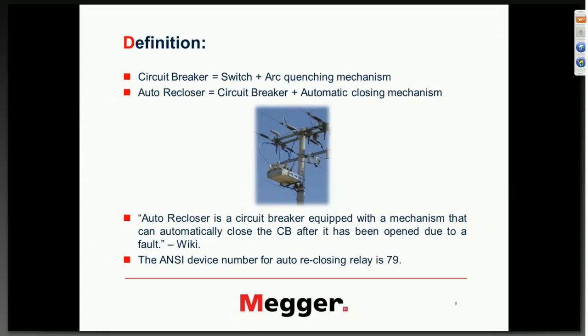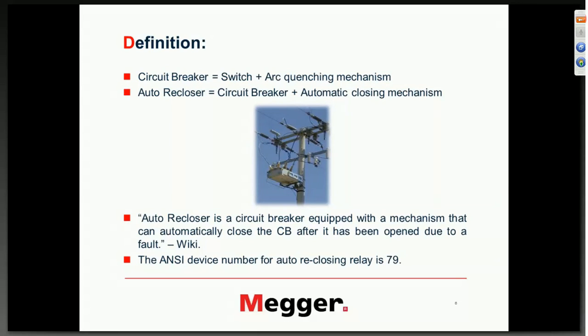The auto reclosure is nothing but a circuit breaker with an automatic closing mechanism. According to Wikipedia, auto reclosure is a circuit breaker equipped with a mechanism that can automatically close the circuit breaker after it has been opened due to a fault. So whenever there is a fault, the circuit breaker opens or isolates that part of the circuit, and the auto reclosing mechanism will automatically close the circuit breaker and restore the normal operation of the system.